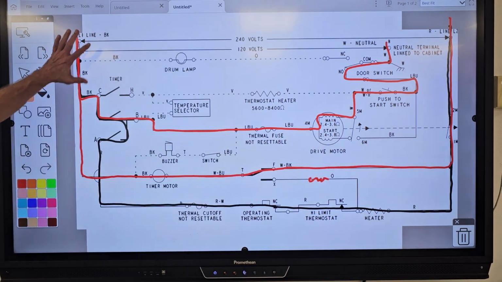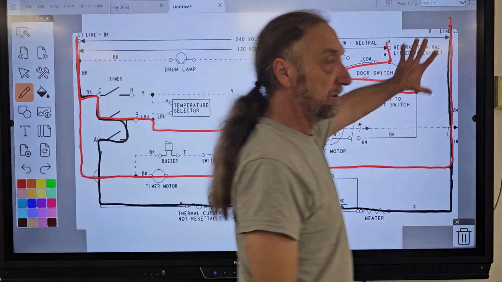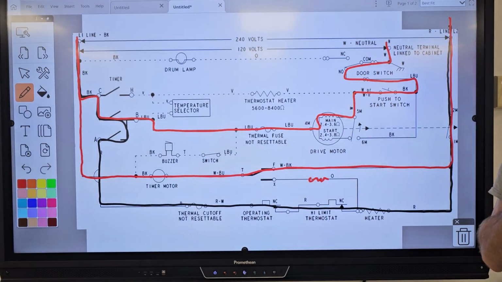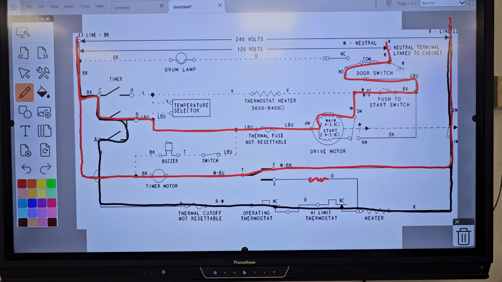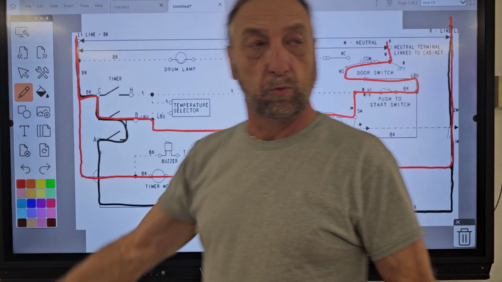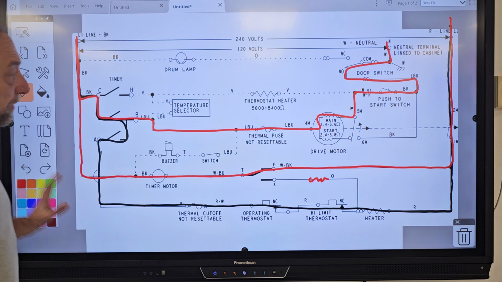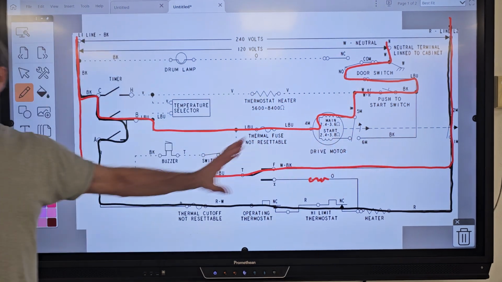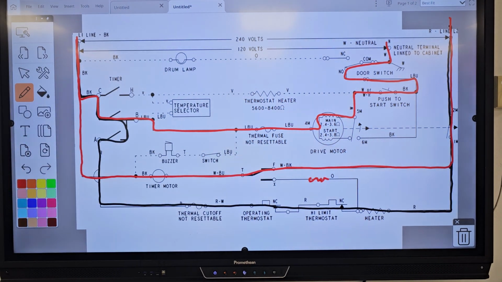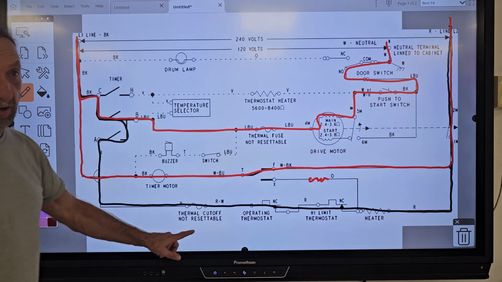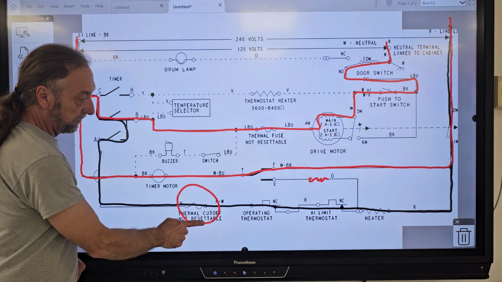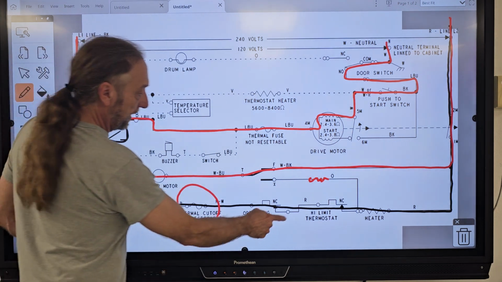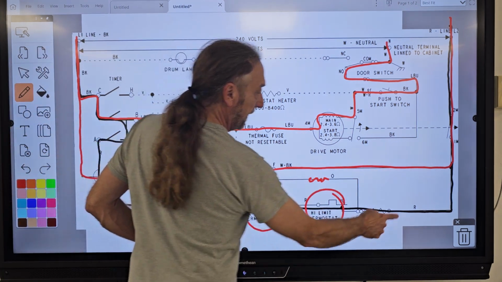So anything that has the red lines, we can eliminate as things we have to test. Okay? So taking a minute and looking at what's working and what's not working is going to help us reduce the tests we have to make. Now, let's identify what components we have to check. We have what? Thermal cutoff? What else? Operating thermostat. Okay. Dynamic thermostat, heater. And heater.